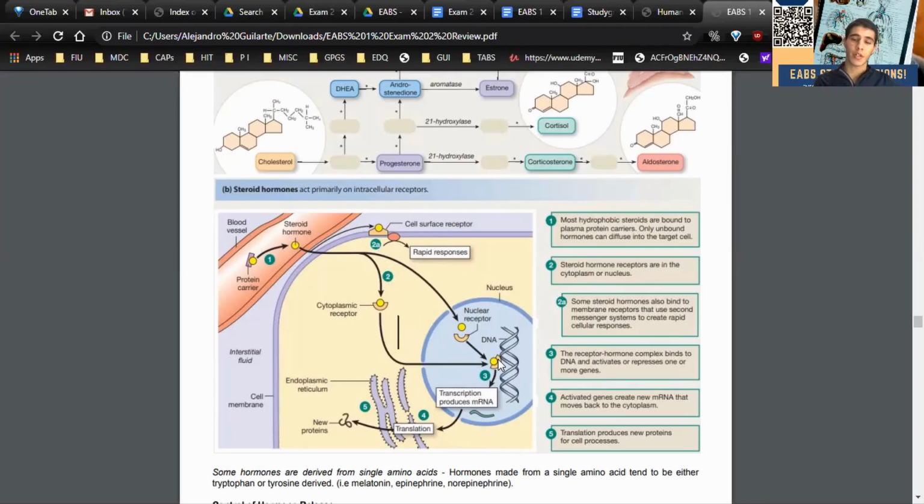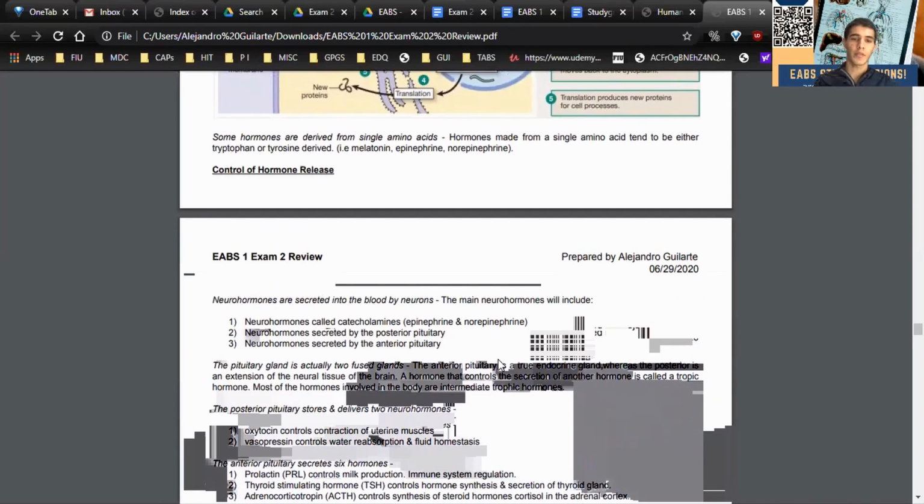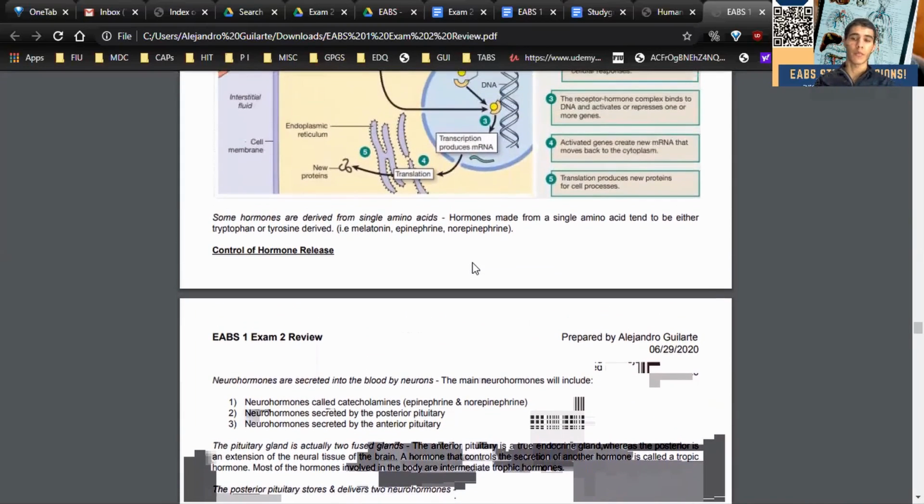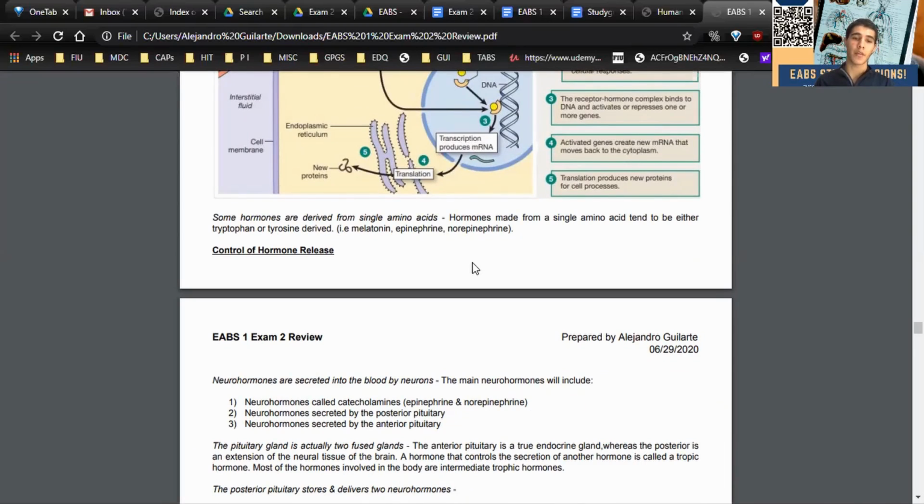So similar to the signal transduction, when you have the control of hormones, then you would have neurohormones. Oh yeah, the amino acid hormones. So amino acid hormones and peptide hormones, the only difference is that amino acid hormones are produced from one amino acid. They tend to be either tryptophan or tyrosine derived. Peptide hormones are produced by a chain of amino acids. And so when we're looking at amino acid hormones, we're mostly looking at melatonin, epinephrine, and norepinephrine.